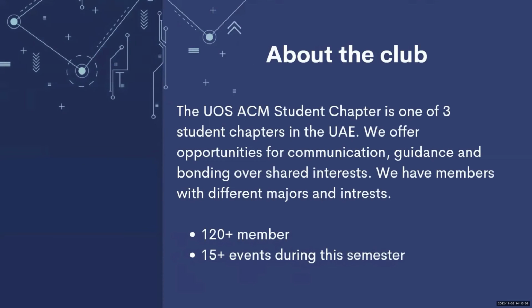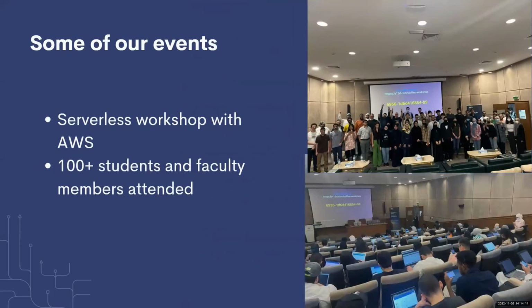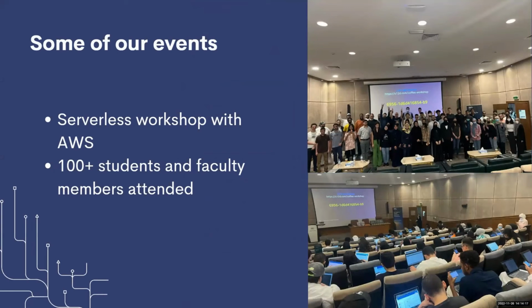The ACM student chapter is one of the 3 chapters in the UAE. Till now, we have more than 120 members from different majors across the university. We've hosted more than 15 events since the beginning of the semester. Now I'm going to show you some of our events. We hosted a workshop about serverless technology with AWS and the GDSC Club, where more than 100 students and faculty members attended.